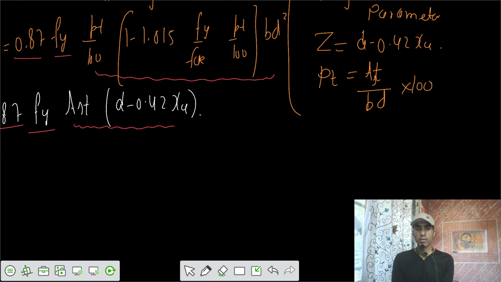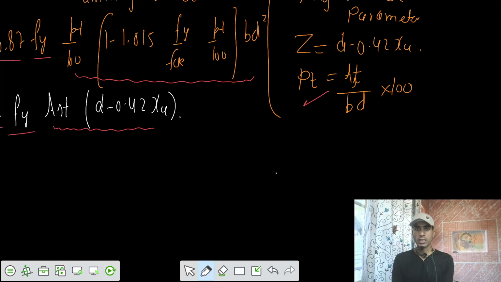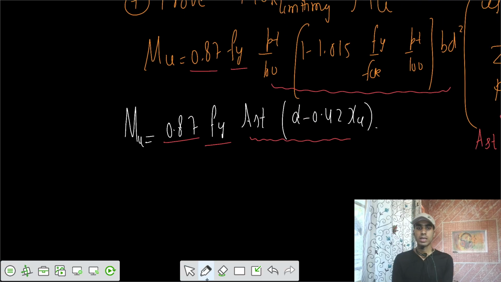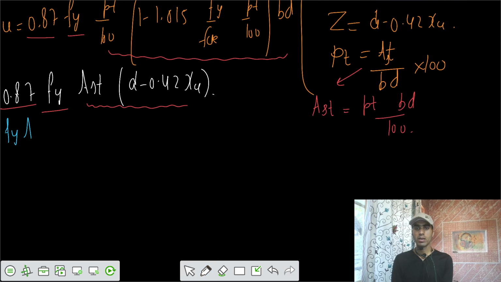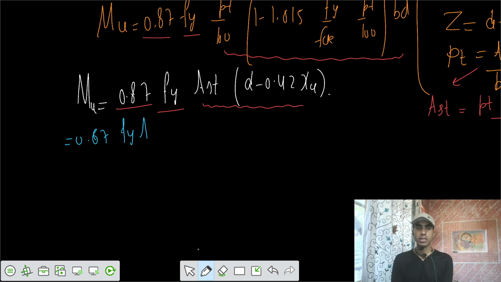From the data given to you, Ast can be converted to pt, as Ast would be equal to pt bd by 100. Let's try that. So finally I would say 0.87 fy Ast. I have to replace that Ast by pt bd by 100, so pt by 100 into bd. So I got this part.